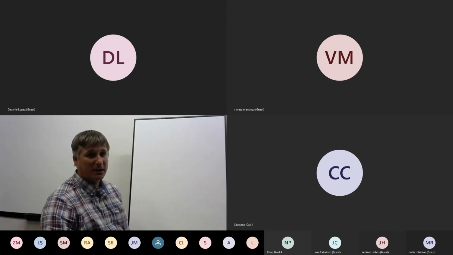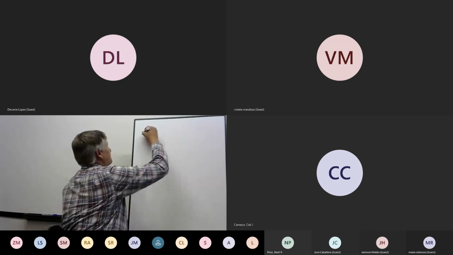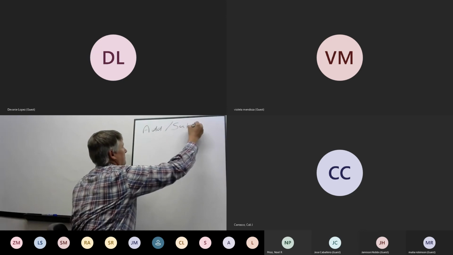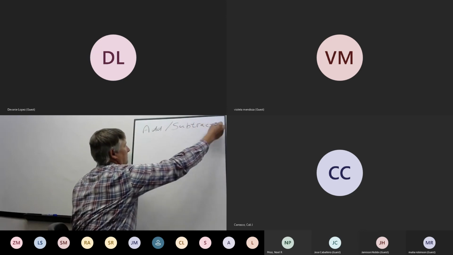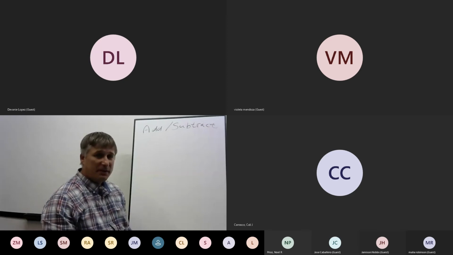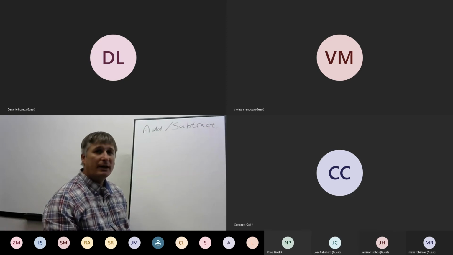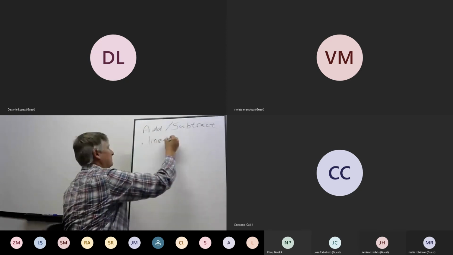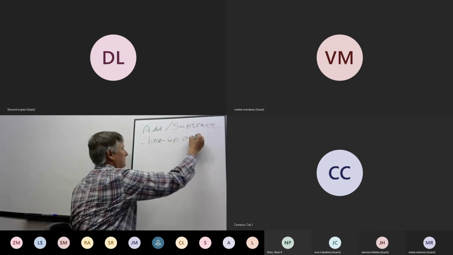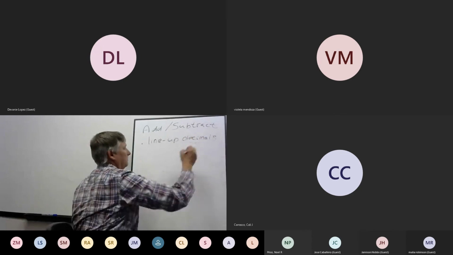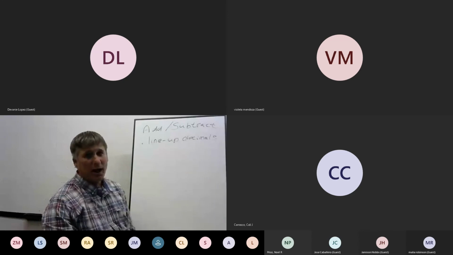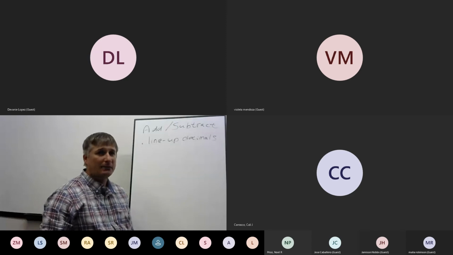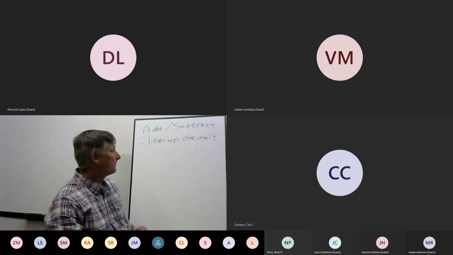So, adding and subtracting decimals. For this, the key thing is to line up the decimal point. When we add and subtract, the first thing we're going to want to do is line up the decimal points. And then we add as we do regular addition, by column.